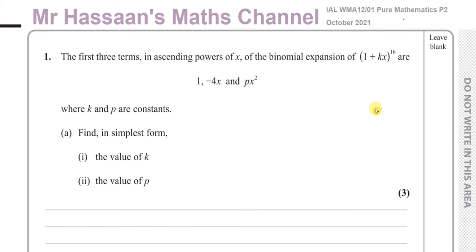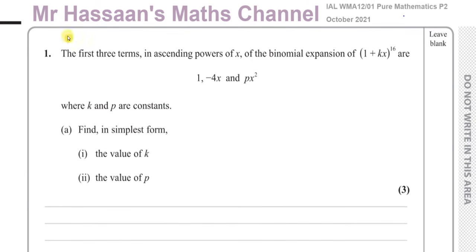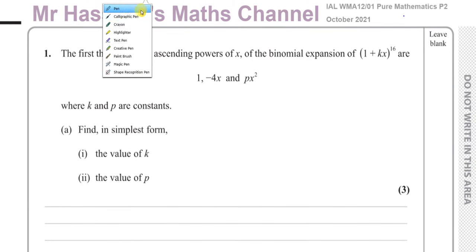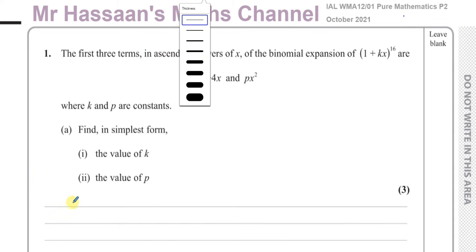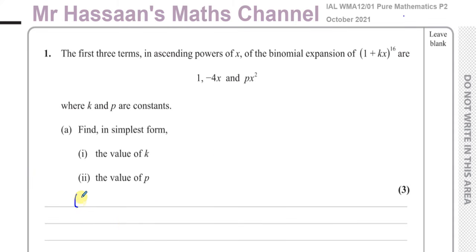So we know that when we expand this, these are the first three terms that we get. And k and p are constants. We've got to find the values of k and p. So when we expand a bracket like this, in P2 most people would use what's called the nCr method. So we have (1 + kx)^16.